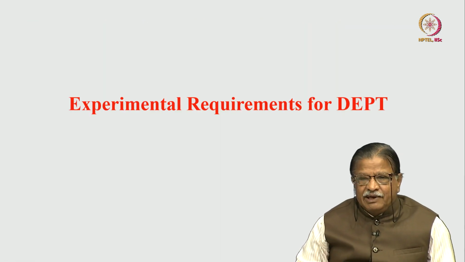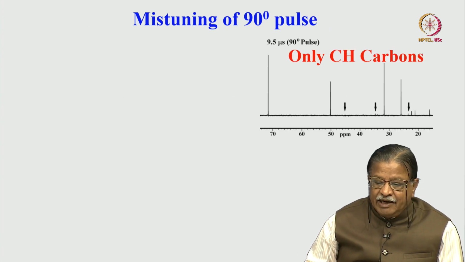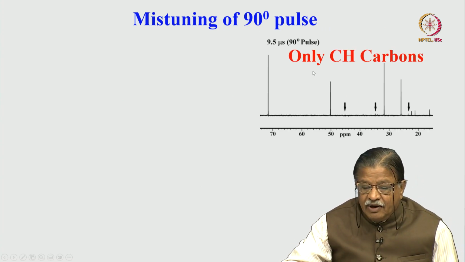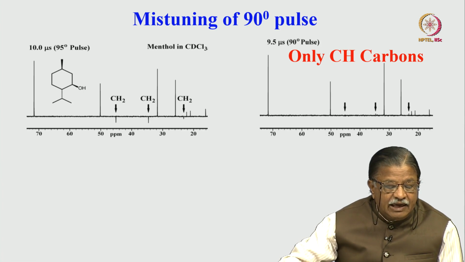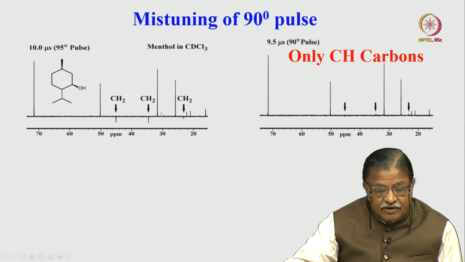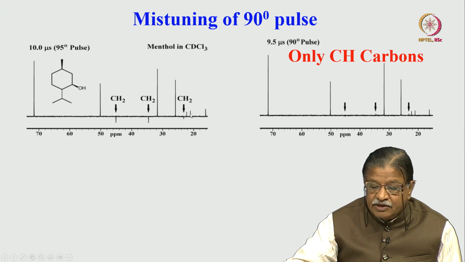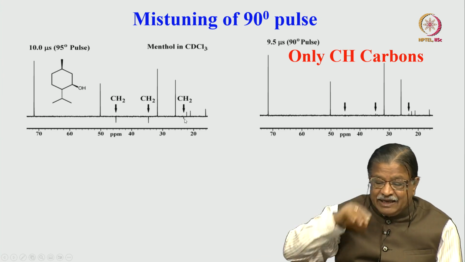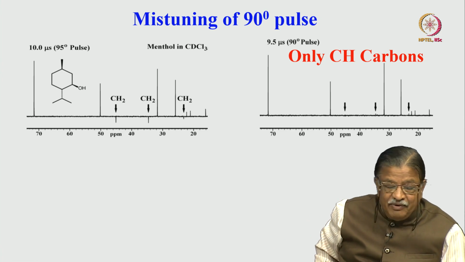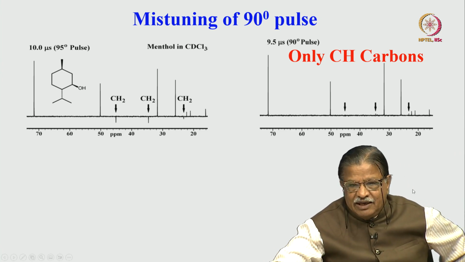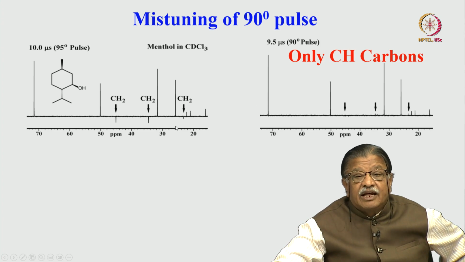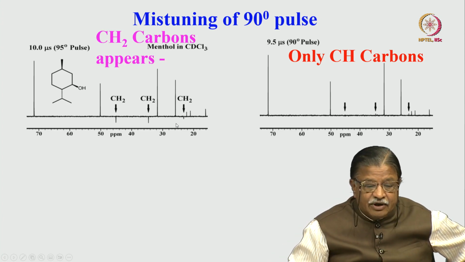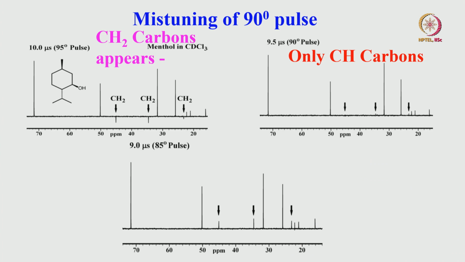Then a few experimental requirements are there for DEPT. Most important is that the 90-degree pulse has to be perfect like this. Only with an exact 90-degree pulse will only CH carbons be seen. If it is slightly deviating, let us say instead of 90 you make it 95 degrees, you can see CH2 peaks start appearing negative, whereas in principle you should get only CH peaks and all other peaks should go to 0 for 90, but other peaks start coming up. It can confuse you. Secondly, instead of 95, make it 85 degrees. If it is exactly 90, all other peaks won't come.